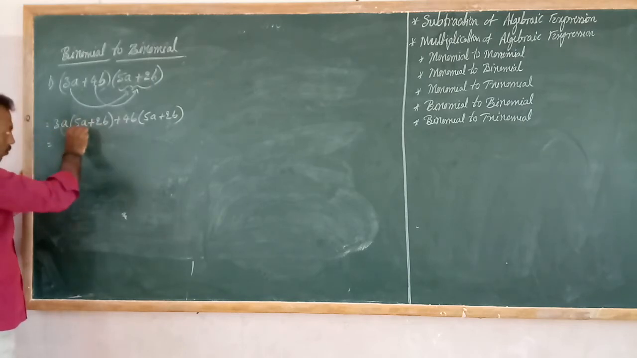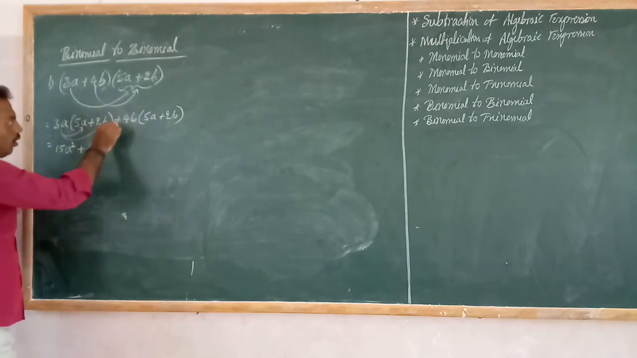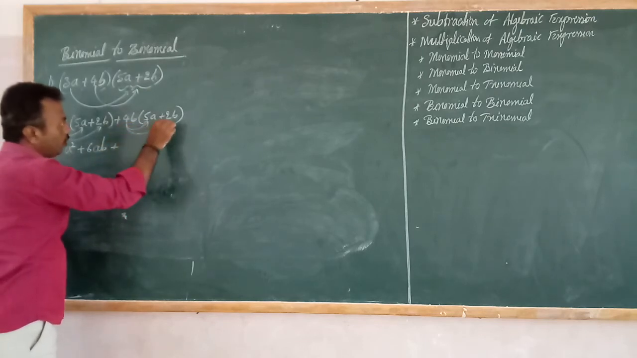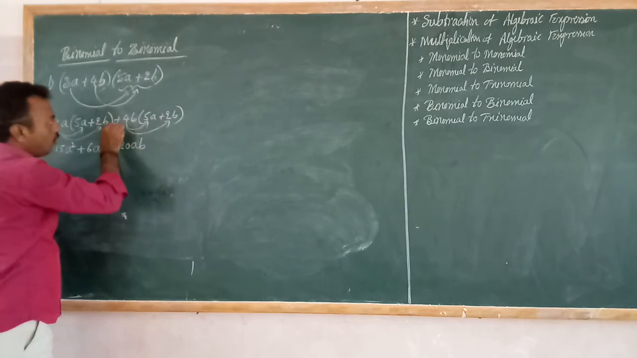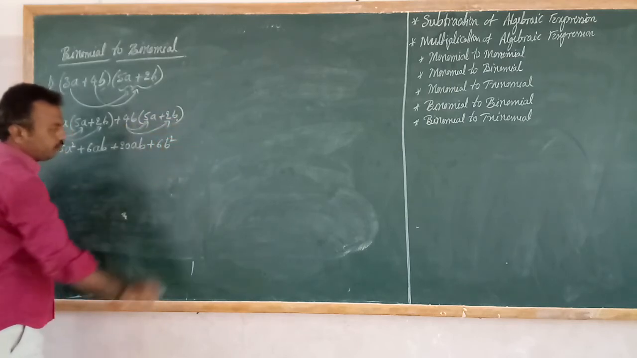Okay. So 3a we should multiply by 5a. Again 3a we should multiply by 2b. So 3 5s are 15, a into a, a square. And 3 plus into plus, 3 2s are 6, a into b, ab, 6ab. After that, plus again 4b we should multiply by 5a. Again 4b should multiply by 2b. So 4 5s are 20. B into a, ab. After that, plus into plus, 4b into 2b. 4 2s are 8. B into b, b square.